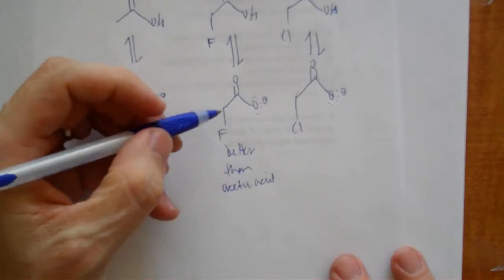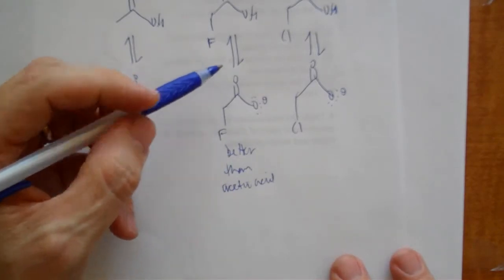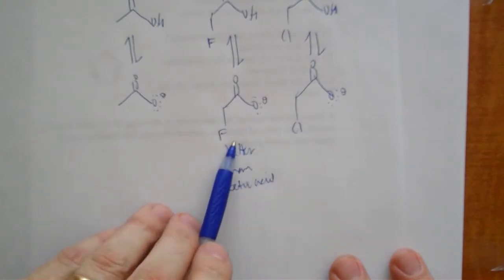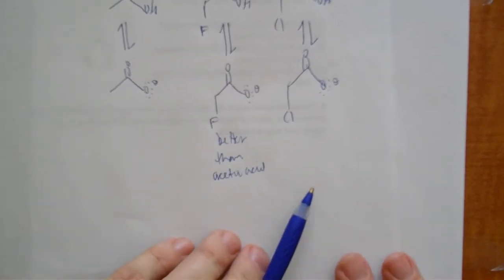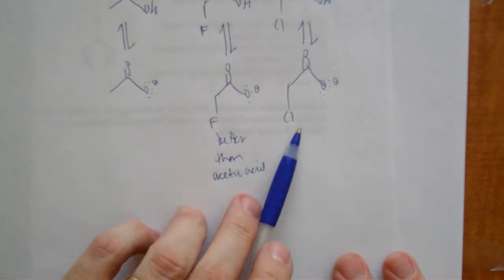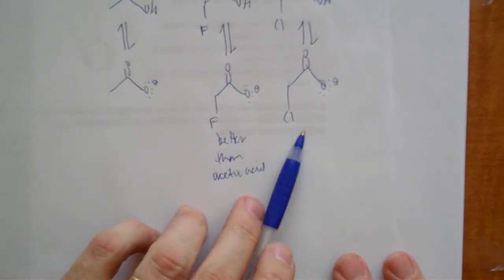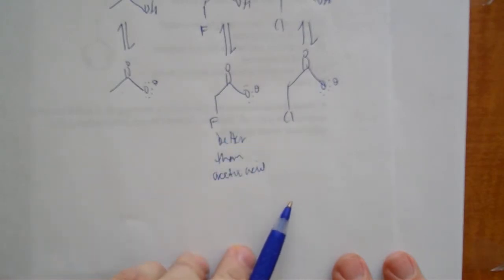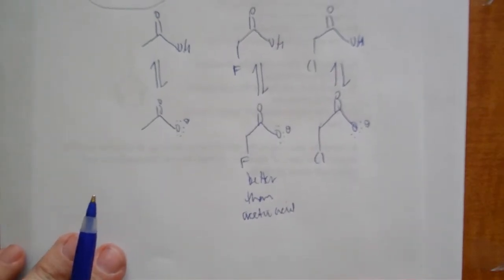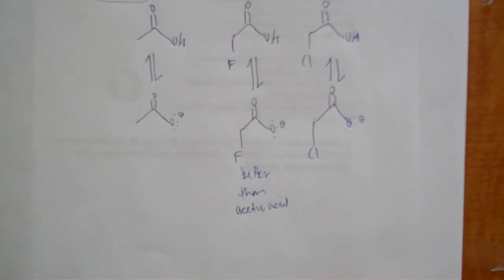How much better? Well, we'll evaluate that in a little bit. But it's better. Now, which of these is better? Which one is more electronegative? Fluorine's more electronegative, right? So this chloro compound is going to be better than acetic acid, but not as good as fluoroacetic acid, or alpha fluoroacetic acid. The final way we're going to look at this is to look up the pKa's of these.